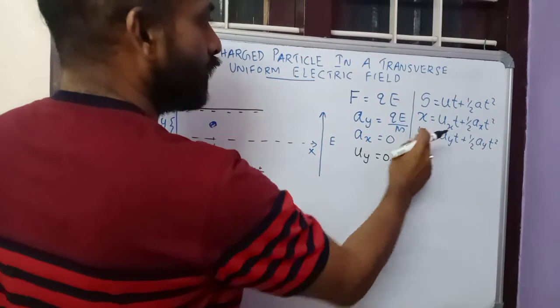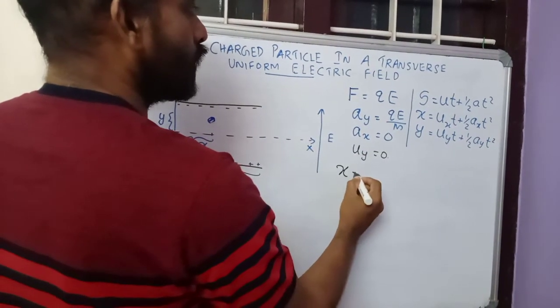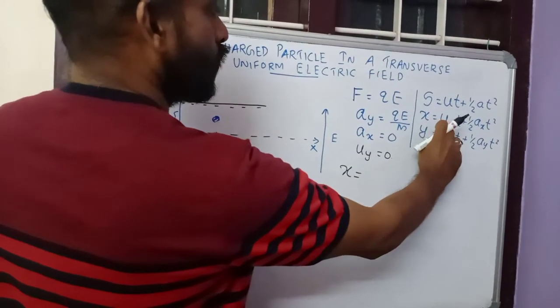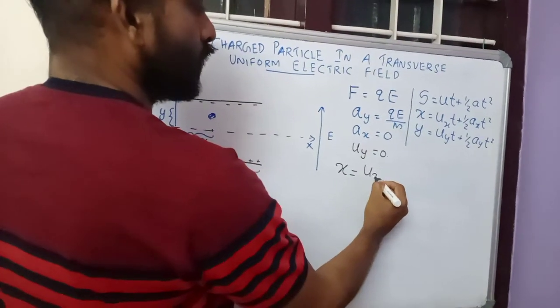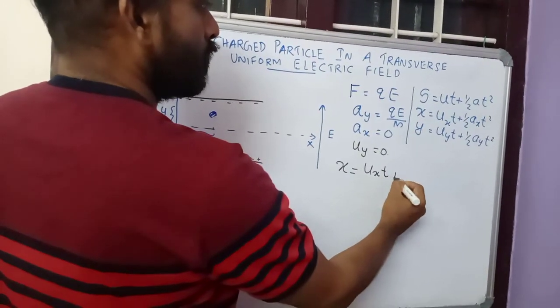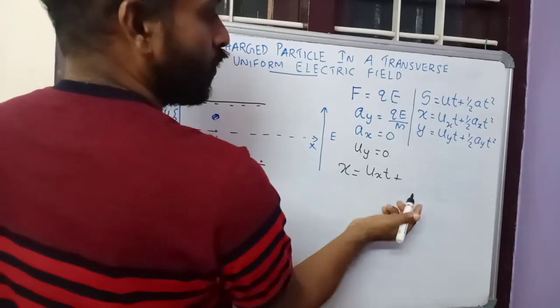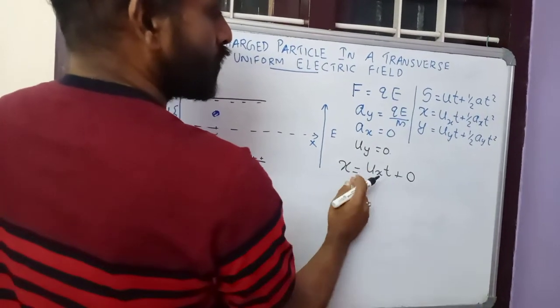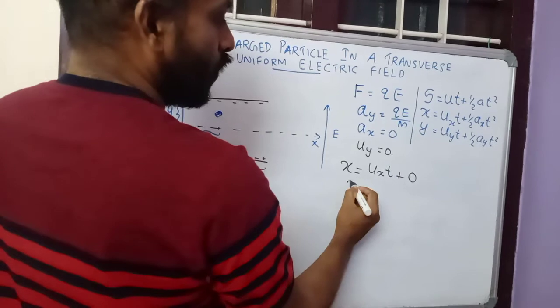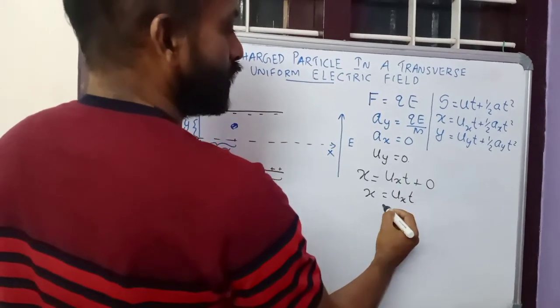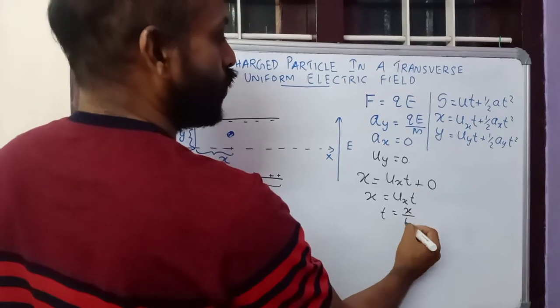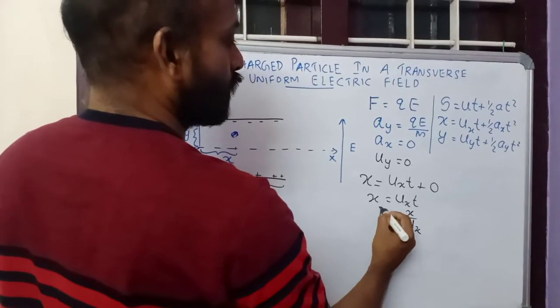Now substituting here, you will get x is equal to ux into t, no change in the initial component of x velocity. But we know ax is equal to 0. So what will be the equation? x is equal to uxt plus 0, or x is equal to ux into t. Now from this, time t is equal to x by ux. We have got the equation for time taken.